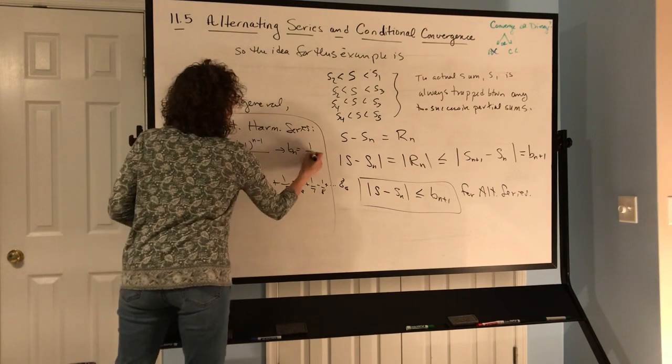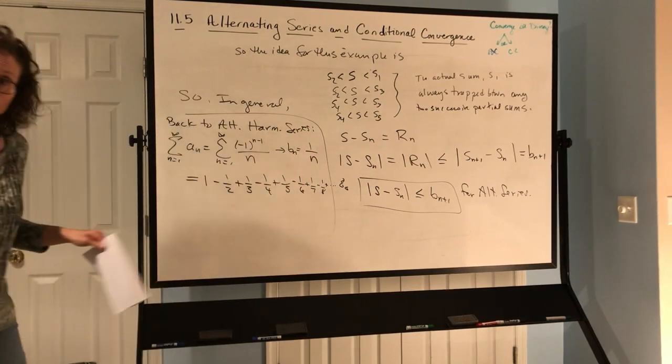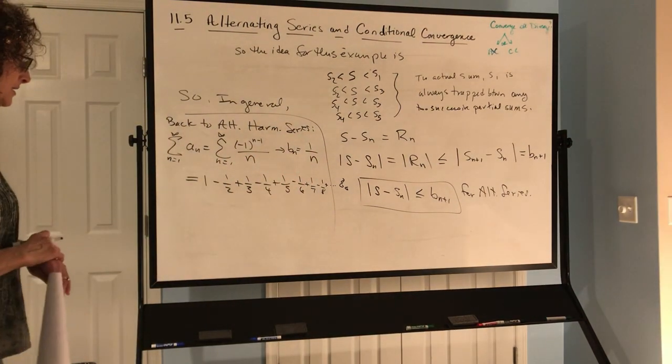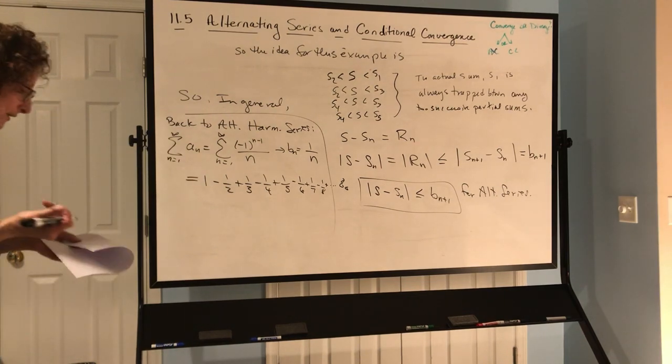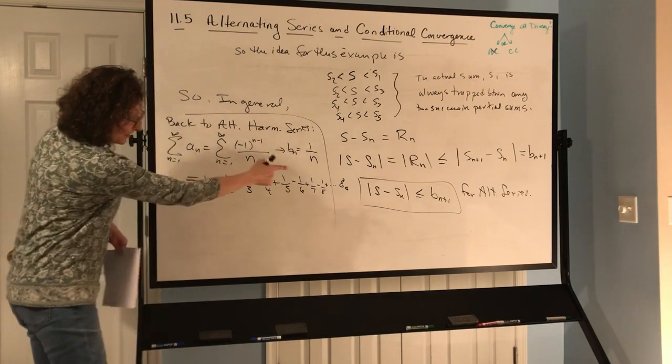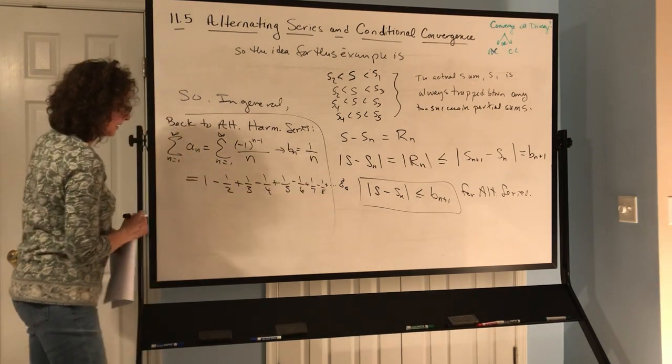1 over n. Good, right? We don't care about the alternating piece, the minus 1 to the n minus 1. So the bn's are 1 over n. Yeah? All right. So let's see one way to use this.